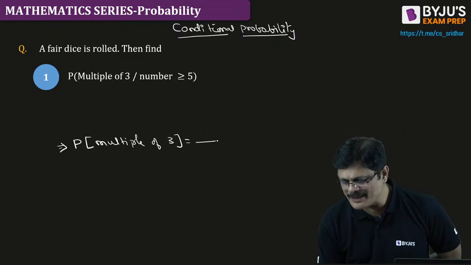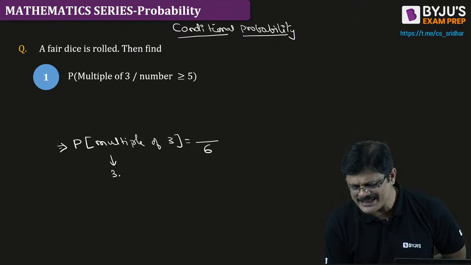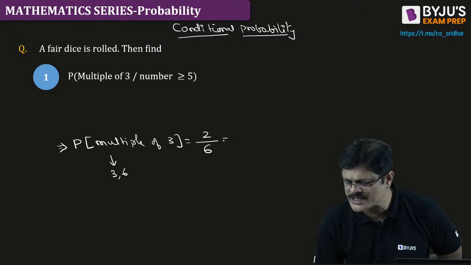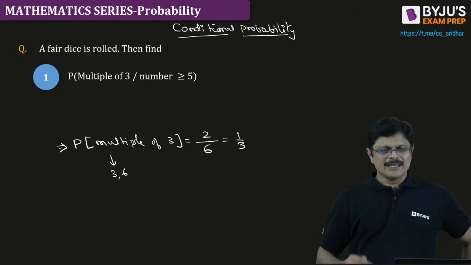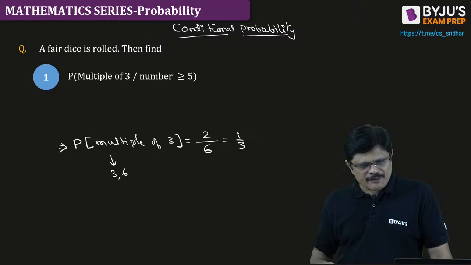See, total 6 outcomes, in which how many are multiples of 3? You know, multiple of 3 means 3 or 6. That is 2 favorable out of 6. 1 by 3 is the answer. Very good, Murali, and very good, Lalit. Very good, Dinesh. Everyone is talking.